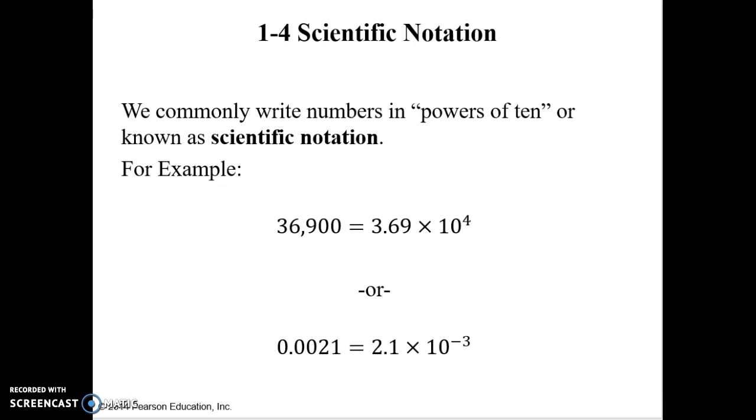For example, instead of writing 36,900, you can write it in scientific notation as 3.69 times 10 to the fourth. Or instead of writing 0.0021, in scientific notation it would be 2.1 times 10 to the negative 3.